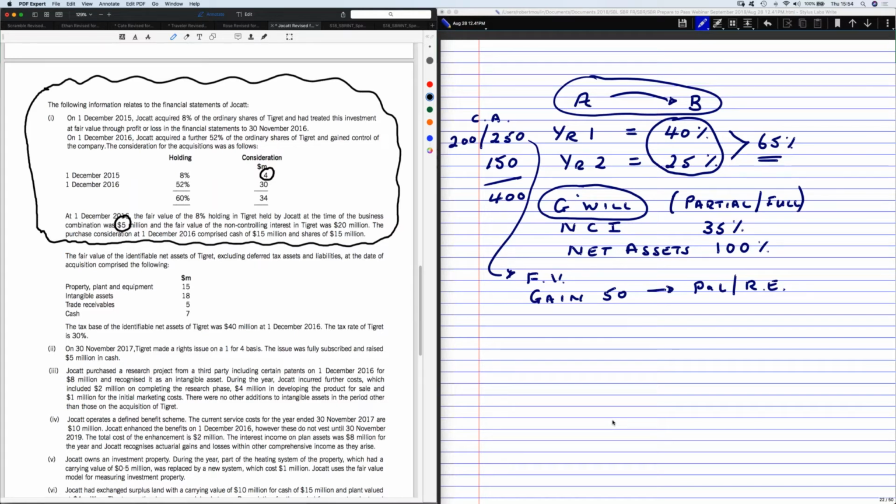Jockat would have recognized a gain of 1 million. P&L or OCI? Well, how was the instrument measured under IFRS 9? Was it through P&L or was it through OCI? And it was through P&L, isn't it? So this 1 million will be recognized as a gain of 1 million within P&L.